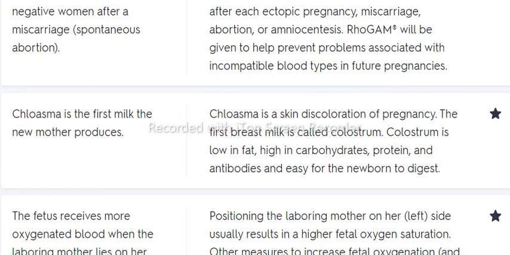Chloasma is the first milk the new mother produces. Chloasma is a skin discoloration of pregnancy. The first breast milk is called colostrum. Colostrum is low in fat, high in carbohydrates, protein, and antibodies, and easy for the newborn to digest.